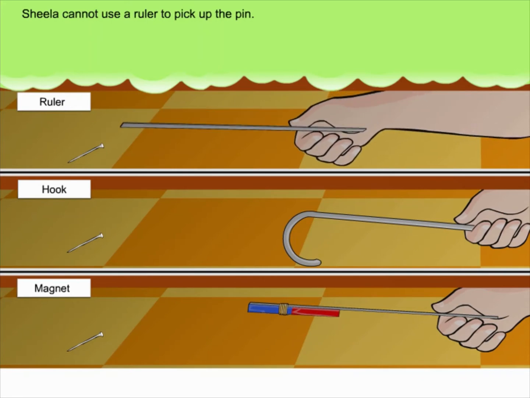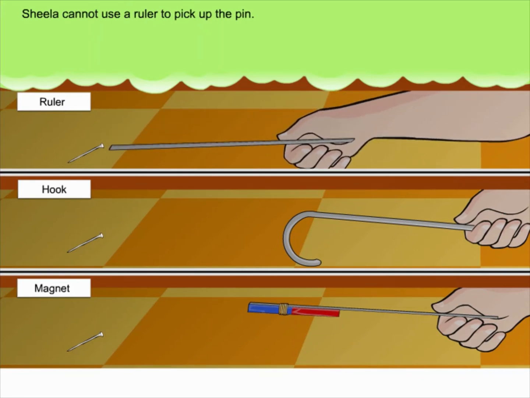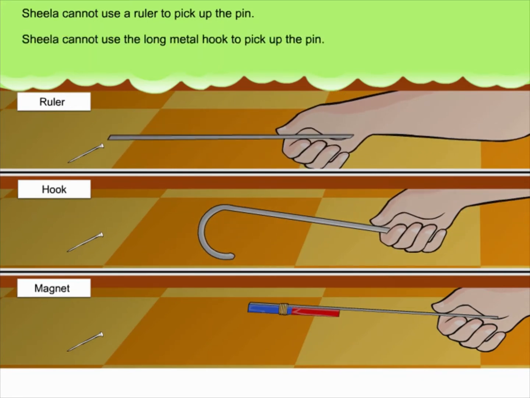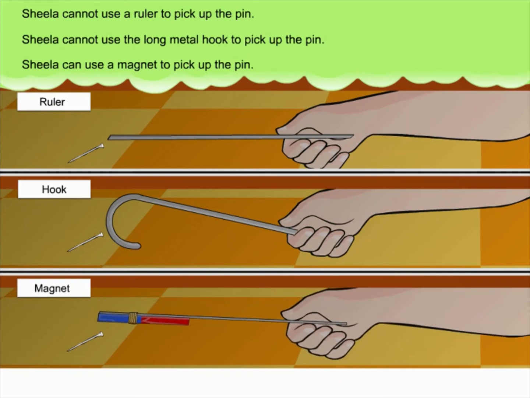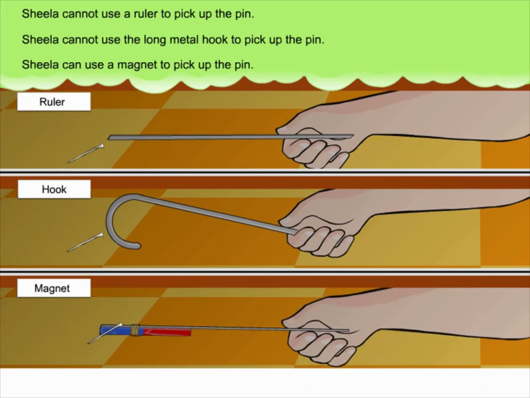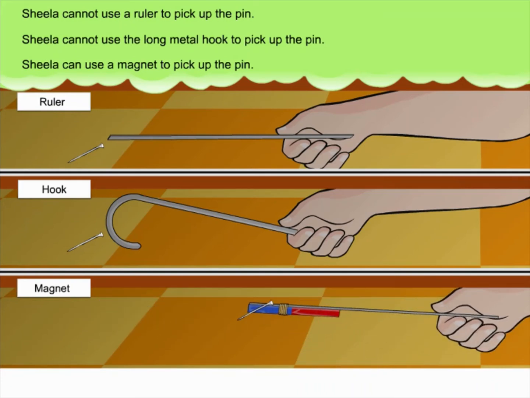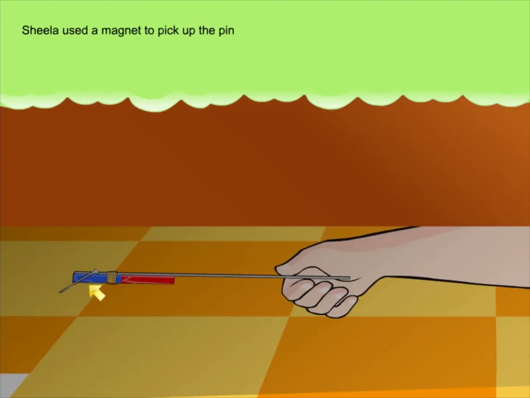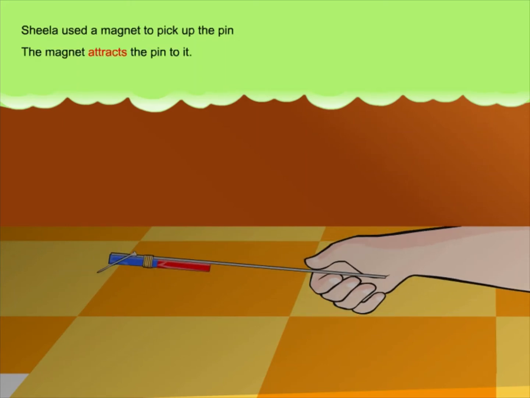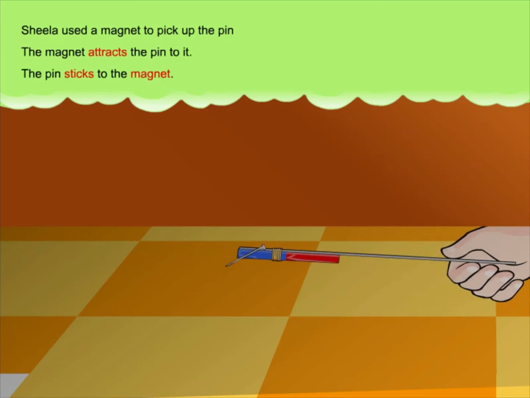Sheila cannot use a ruler to pick up the pin. Sheila cannot use the long metal hook to pick up the pin. Sheila can use a magnet to pick up the pin. Sheila used a magnet to pick up the pin. The magnet attracts the pin to it. The pin sticks to the magnet.